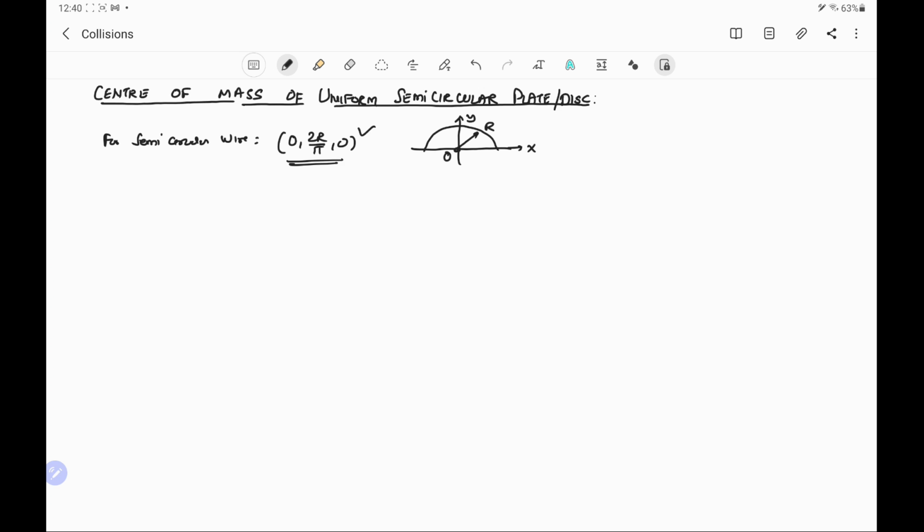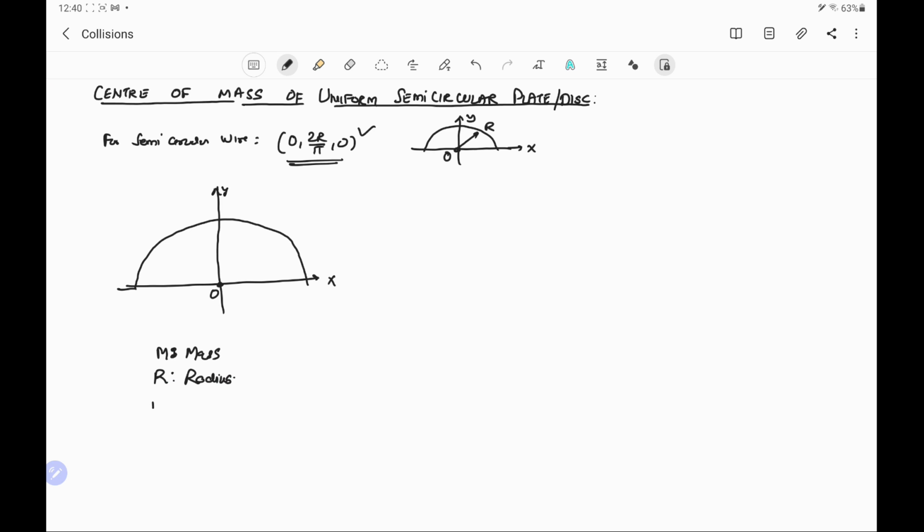In the wire, mass was distributed over the length of the wire, while in the case of the plate or the disc, mass will be distributed over the area. Now suppose this is the xy coordinate system and the z-axis is out of the plane of xy. This is the origin, which is the center of the semicircular plate. This semicircular plate has mass m and radius r.